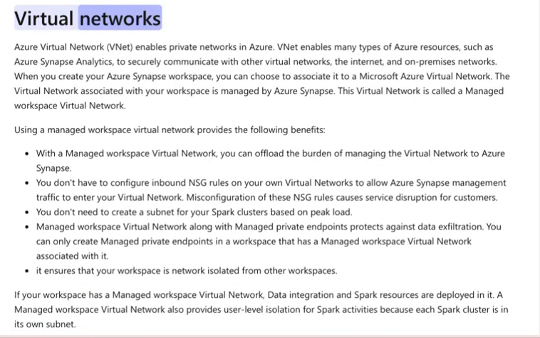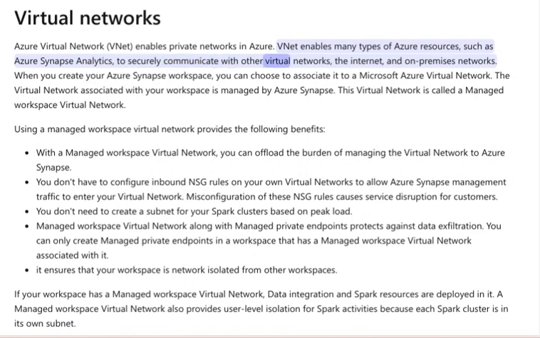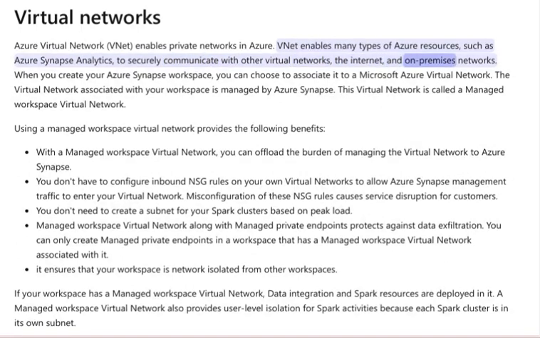Virtual networks. Azure Virtual Network, VNet, enables private networks in Azure. VNet enables many types of Azure resources, such as Azure Synapse Analytics, to securely communicate with other virtual networks, the Internet, and on-premises networks. When you create your Azure Synapse workspace, you can choose to associate it to a Microsoft Azure Virtual Network. The virtual network associated with your workspace is managed by Azure Synapse. This virtual network is called a Managed Workspace Virtual Network.